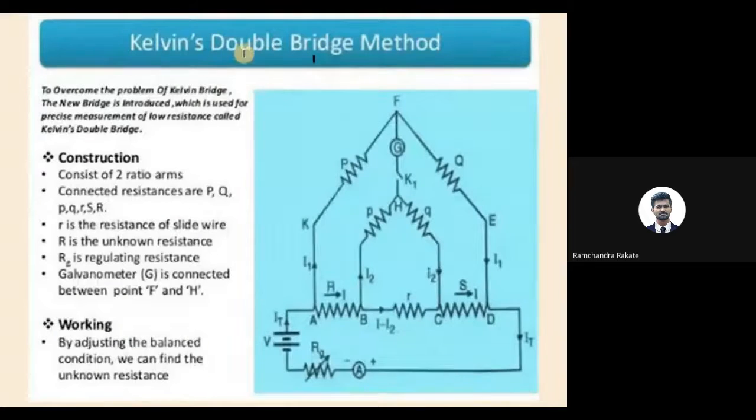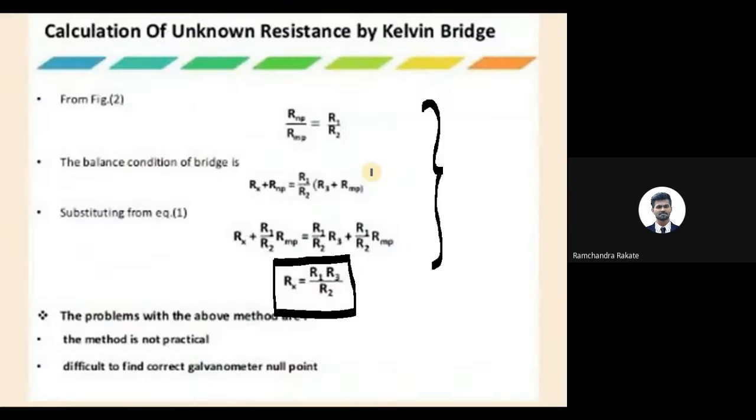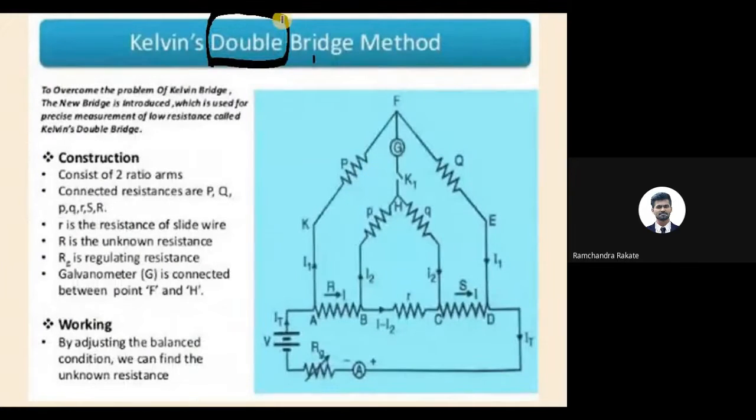Now this is Kelvin double bridge. Why it is called a double bridge, we will cover in this slide. On that basis we are going to perform our second practical, that is measurement of low resistance using the Kelvin double bridge experiment. The first slide was just to explain what a Kelvin bridge is, and now we modify that construction of the Kelvin bridge, and that's why we call it the Kelvin double bridge. So let us move to the principle and working of this Kelvin double bridge, and then we'll move to our practical.